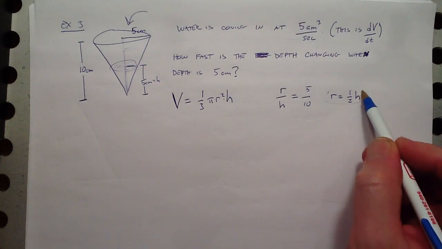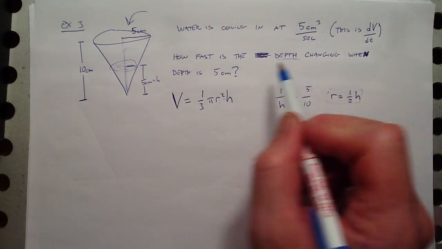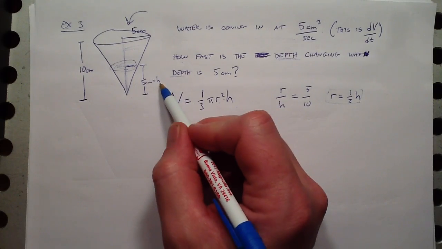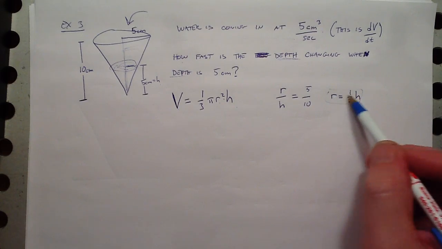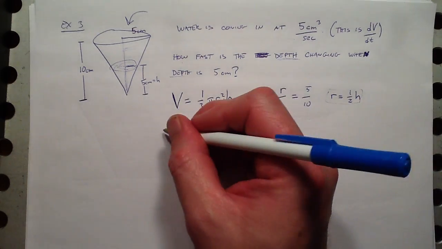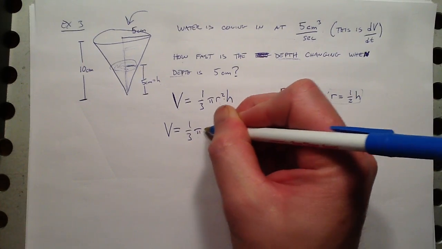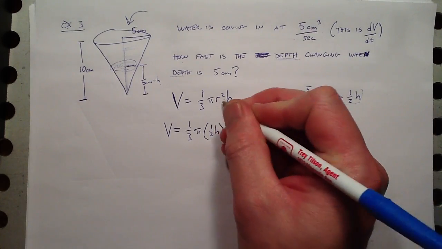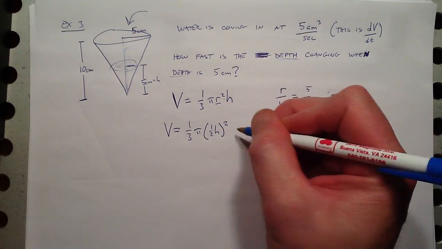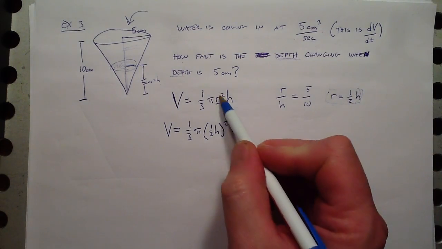And using this fact, I can substitute here. And really, since we're interested in depth, we're really only interested in h's anyway, so it serves me perfectly well to get rid of the r's. So let's do that. So V is equal to 1/3 pi. r is equal to 1/2 h, right? So I'm substituting that in there. Okay, all I did was take this, put it in place of the r.